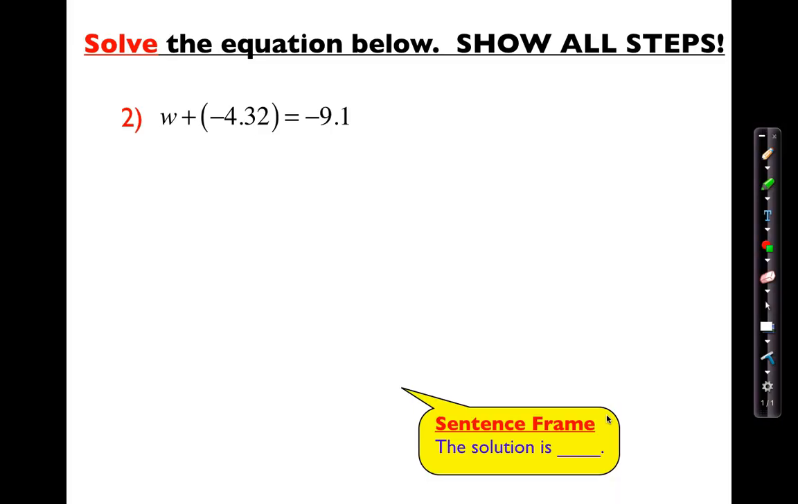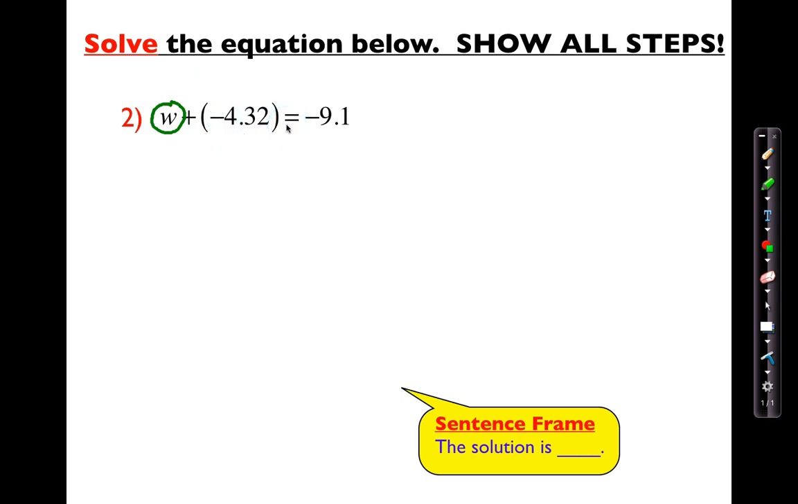For number 2, we have w plus a negative 4 and 32 hundredths equals negative 9 and 1/10. So remember, our goal is to get the variable isolated. And in the end, we get something that says w equals blank. So here's the issue. W is on the left-hand side, and it's not yet isolated. We have w plus a negative 4 and 32 hundredths.